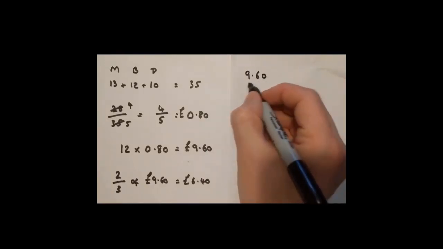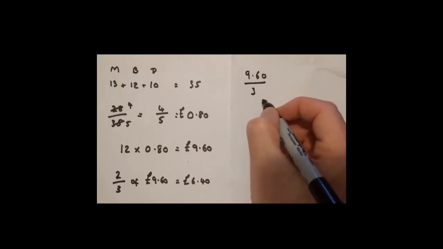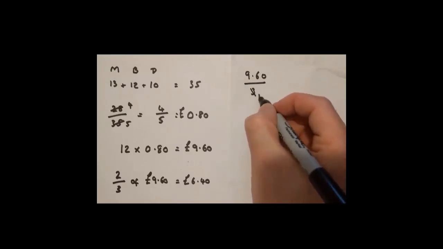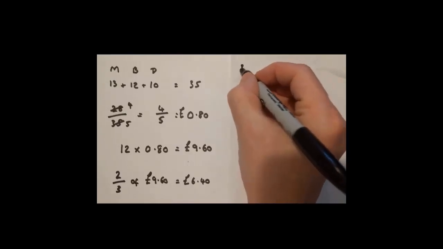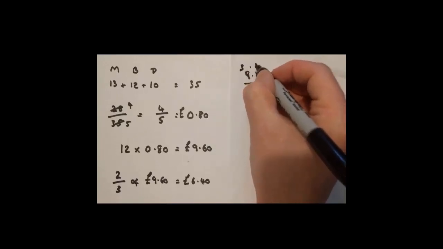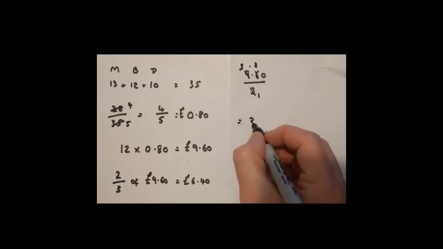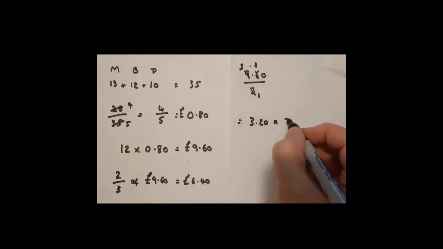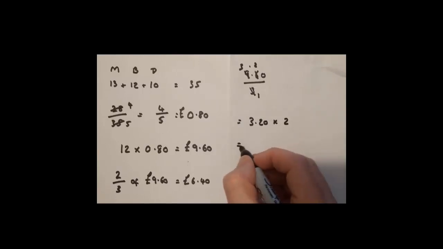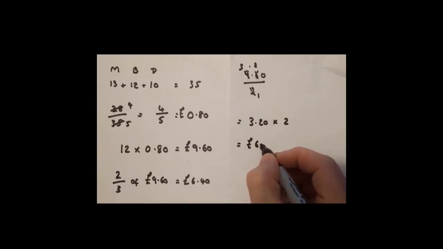So this might seem quite tricky to do at first, but we can say that 3 goes into 3 once, 3 goes into 9 3 times, and into 6 twice. So 1/3 is £3.20, and if we multiply that by 2 to get 2/3, we end up with £6.40, which is our final answer.